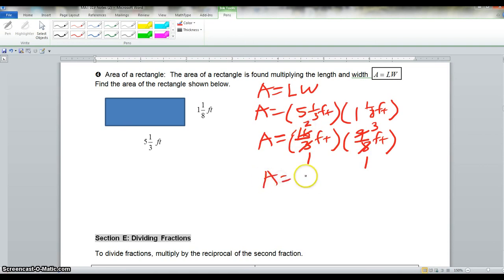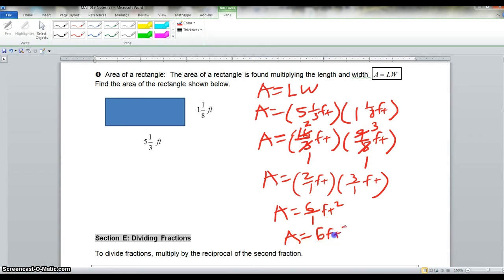So we have our area is equal to 2 over 1 feet times 3 over 1 feet. Now we multiply. 2 times 3 is 6, 1 times 1 is 1, and feet times feet will give us square feet. Now we do not leave our final answer divided by 1. So our area would be 6 square feet. And this would be our final answer.